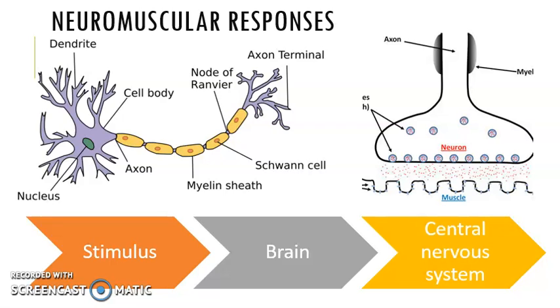The impulse starts at the top of the axon and jumps over the myelin sheath, which insulates the axon, by saltatory conduction. Each bare part of the axon is known as the nodes of Ranvier, and when the impulse moves, it is known as depolarization.